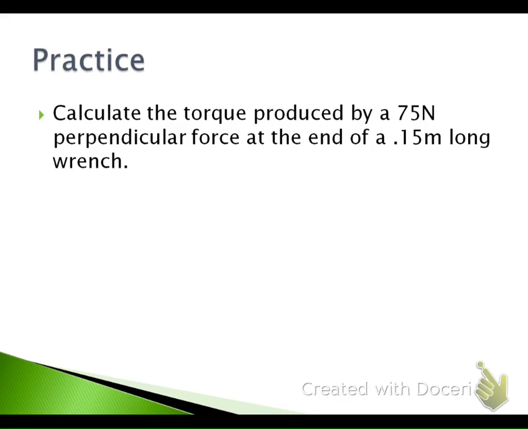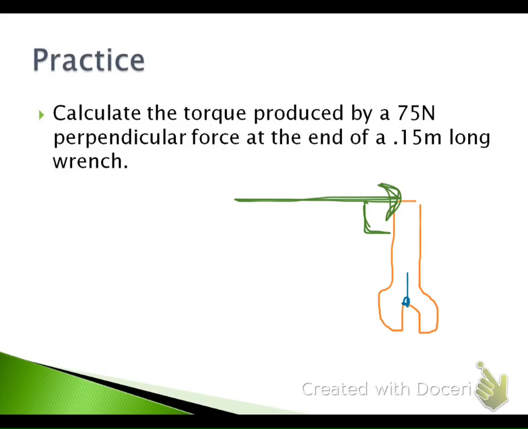Calculate the torque produced by a 75 Newton perpendicular force at the end of a 0.15 meter long wrench. If we say the force is perpendicular, at what angle is it coming in at? If something's perpendicular, yeah, 90. So here's our wrench again. If we have a force coming in perpendicular to that wrench, that means it's coming in at a 90-degree angle. So here's our radius right here.